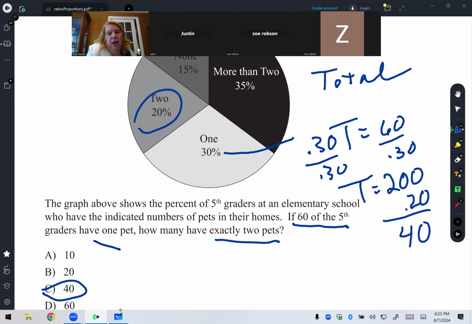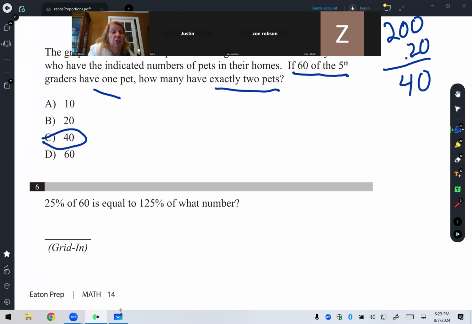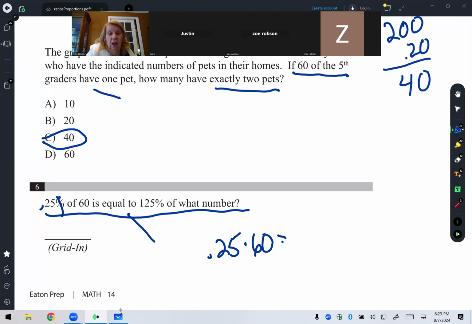So Zoe Robson, are you okay with that type of problem? Yeah. Good. Zoe Latham? Yeah. And Justin? Yes. Good. Now this one is tricky because I have to translate English into math. So I'm going to drop the percent, move it 2 over. So I'll have 0.25 times 60 is equal to, drop the percent, 1.25 times what number? And then I'm just going to put this in the calculator. And n should be 12.